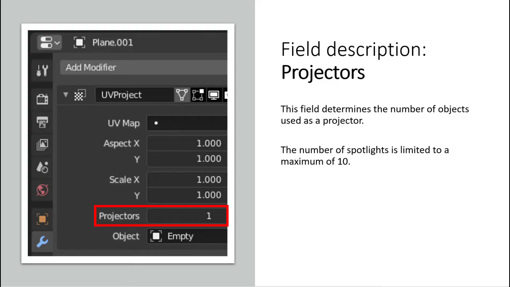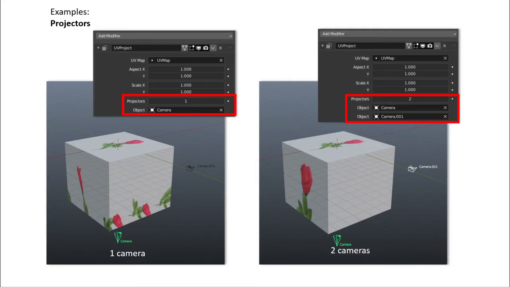This field determines the number of objects used as a projector. The number of spotlights is limited to a maximum of 10. You can see in these 2 examples the difference in result when using 1 or 2 cameras.